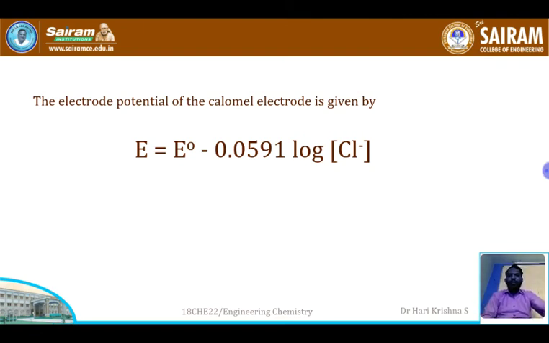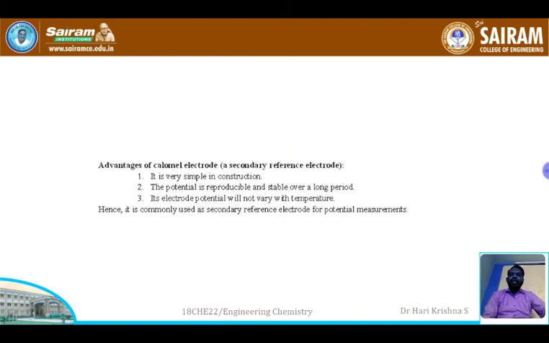If you are using 0.1 N KCl in the Calomel electrode, then the Calomel electrode potential will be 0.334 volts. It will be fixed. If you are using 1 normal KCl, then the potential will be 0.28 volts. And if you are using saturated KCl solution in the Calomel electrode, then the potential will be 0.2422 volts.